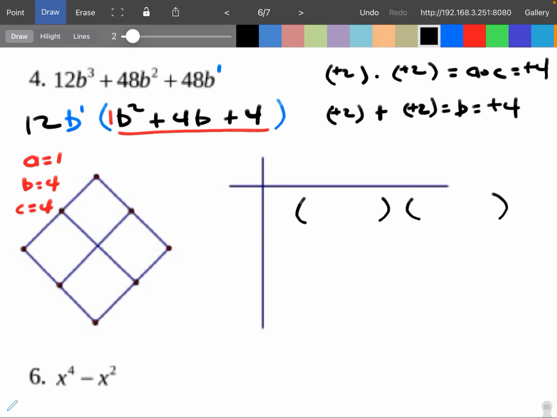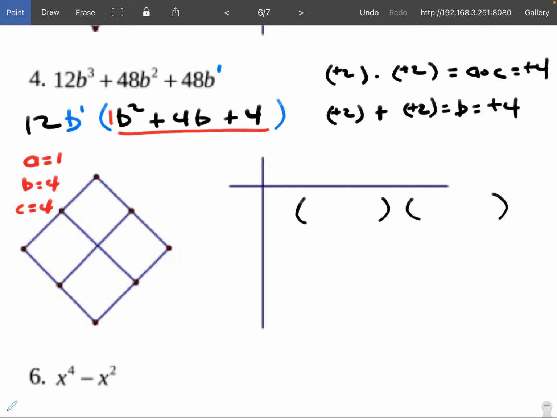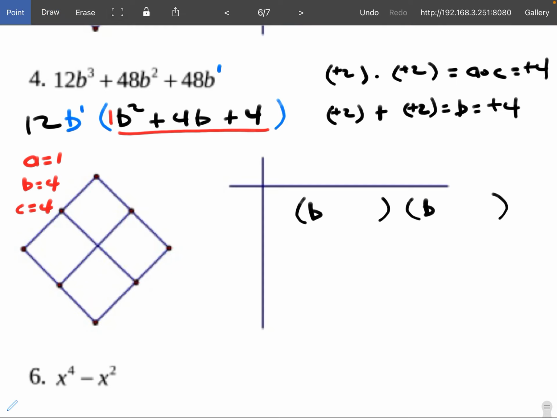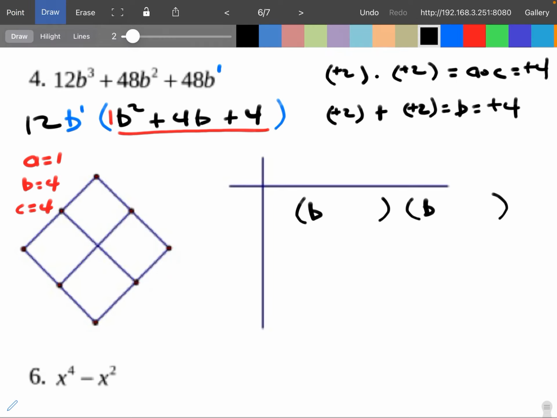Okay, so now we're going to break this thing down. Well, a is 1 on this one. So if a is 1 and we bring it down, well, that's just going to be 1b, which is just the same thing as b. So when a is 1, we're just going to write b and b. And then we got a positive 2 and a positive 2. So it's just going to be plus 2, plus 2.